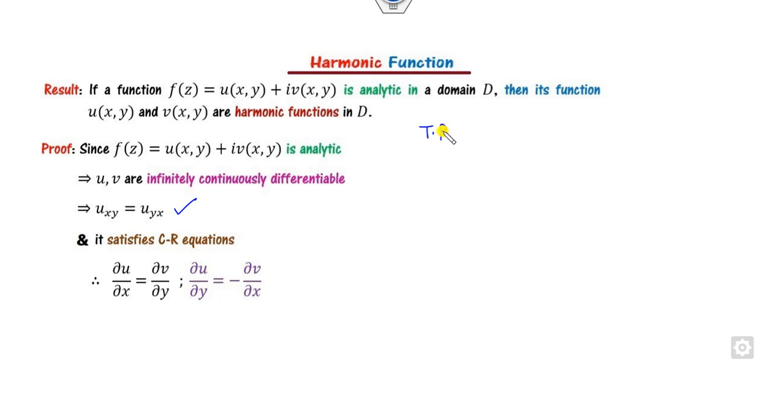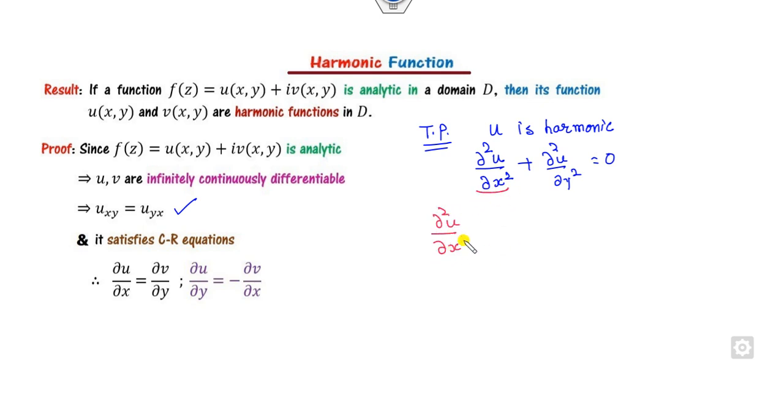Then what is our target? Your target is to prove u is harmonic. For that you need to prove that this value must be 0. Similarly for v. So let's start with the first part. Can I write this partial derivative as of this nature? Now I can substitute the value of del u by del x from here, which is nothing but del v upon del y. Sorry, this is the partial derivative with respect to x.